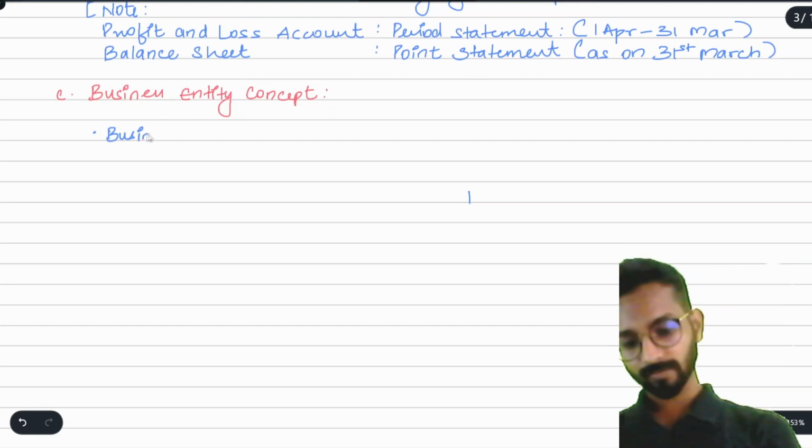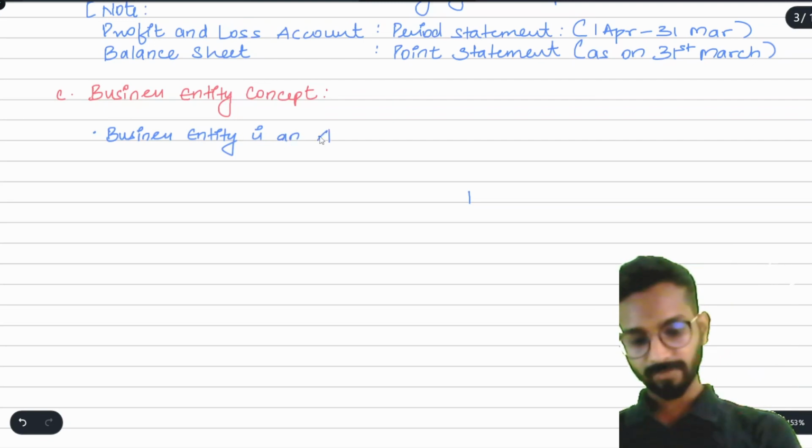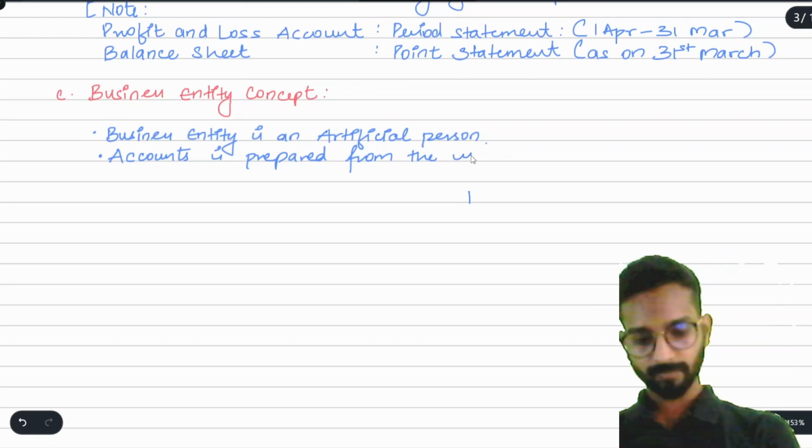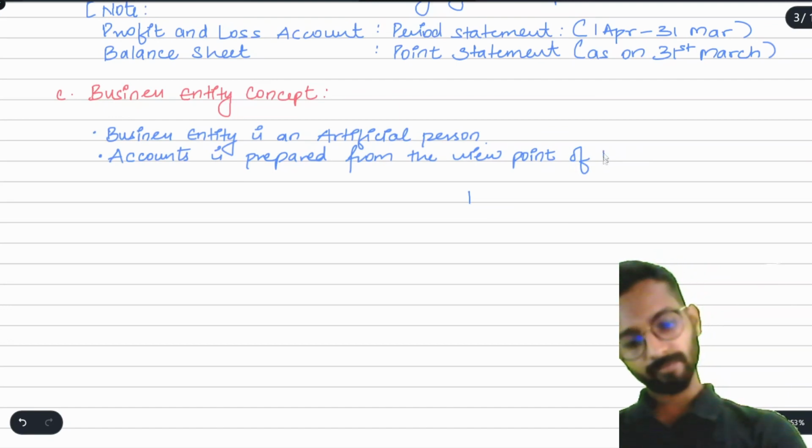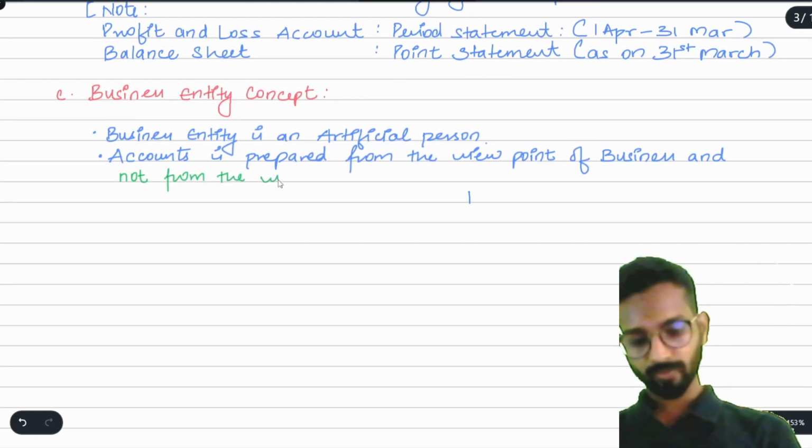Business entity is an artificial person, and accounts is prepared from the viewpoint of business and not from the viewpoint of owner.